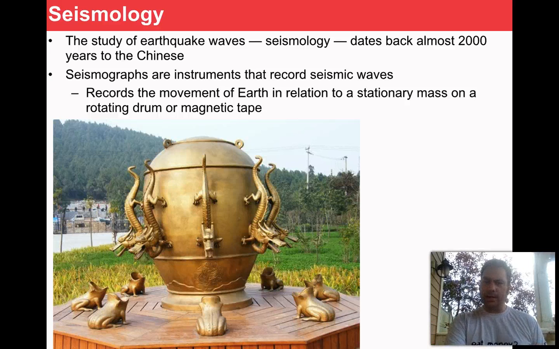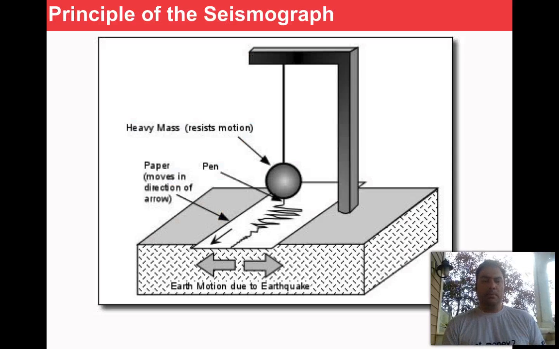How do we collect this data now? Simple principle, it's not that different than what I just described in the seismograph of the Chinese, right? In this case, instead of using a dragon holding a ball, we set up a pendulum. And the pendulum is a heavy mass. So another ball here, in this case suspended by a string from basically a pendulum apparatus.